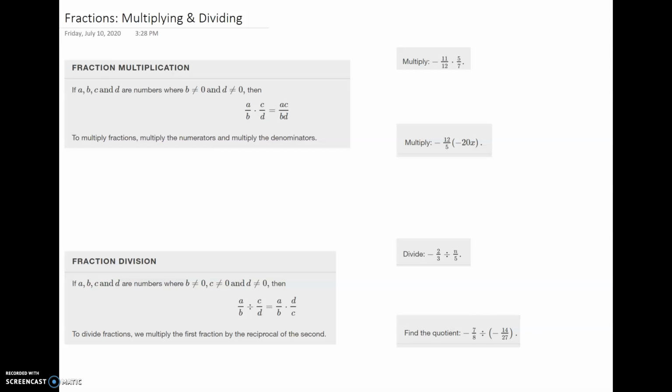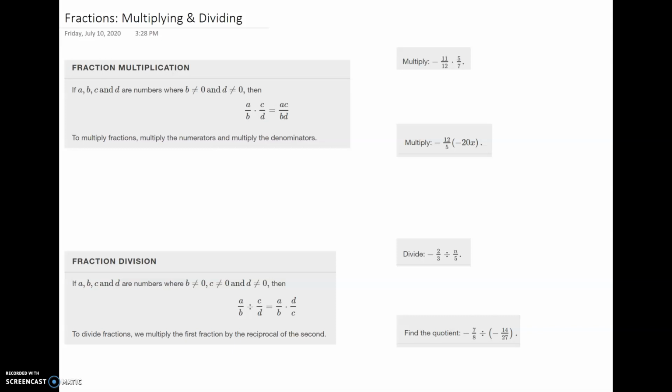Fractions. This is the second video, which is multiplying and dividing fractions. And I do have here the mathematical notations and the mathematical theorems for fraction multiplication and fraction division. But really, it is very straightforward.